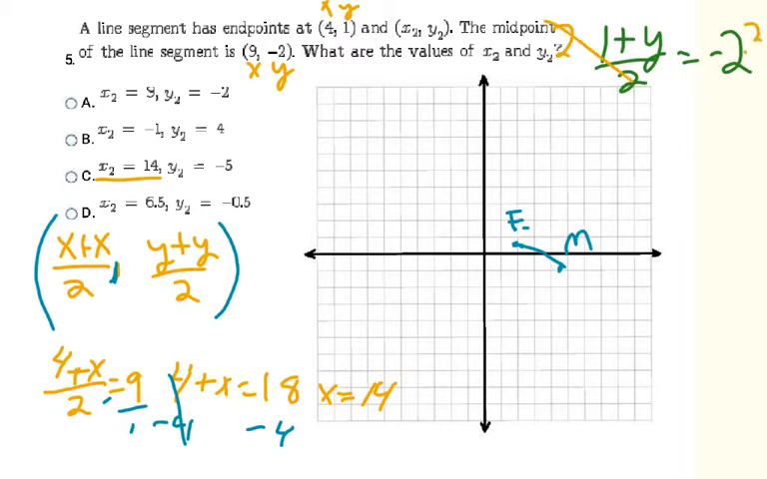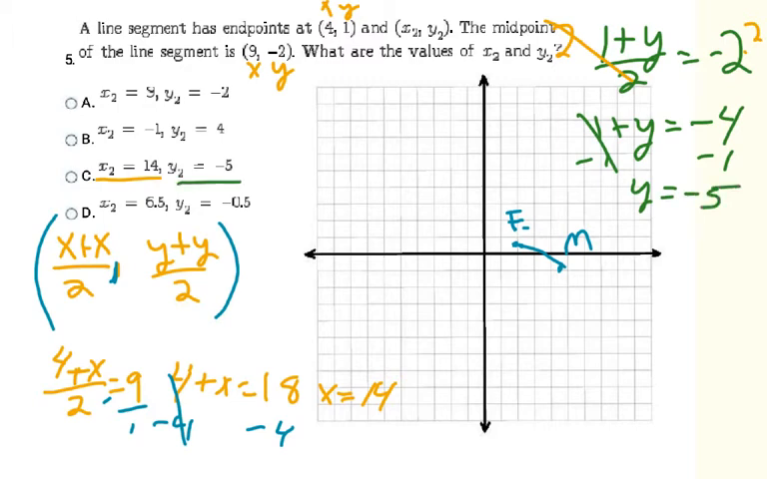So once again, you can put that over 1, or you could multiply both sides by 2. Here the 2's cancel, and I'm left with 1 plus y equals, and then negative 2 times 2 is negative 4. Subtract 1 from both sides. These cancel, and y equals negative 5, which is the y coordinate here. So last check is to make sure that that endpoint actually makes sense, and I'm going to go ahead and plot it. And it does. It makes that M look like a midpoint. So C is my answer.